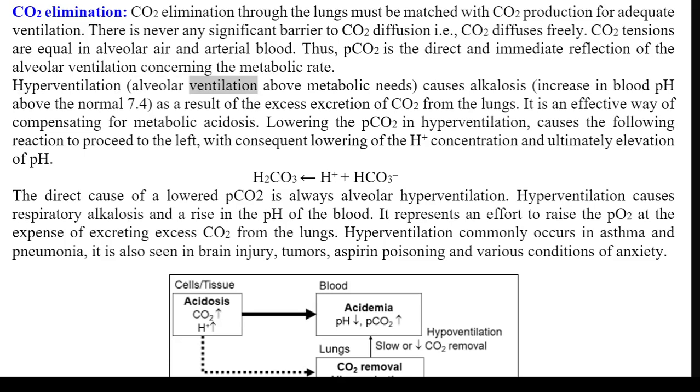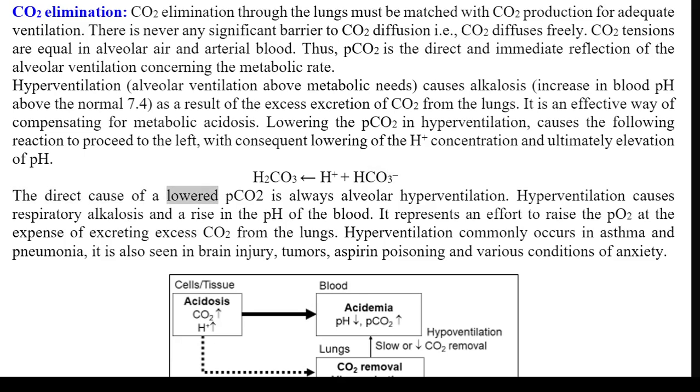Hyperventilation, alveolar ventilation above metabolic needs, causes alkalosis, an increase in blood pH above the normal 7.4, as a result of the excess excretion of CO2 from the lungs. It is an effective way of compensating for metabolic acidosis. Lowering the PCO2 in hyperventilation causes the following reaction to proceed to the left, with consequent lowering of the H+ concentration and ultimately elevation of pH. H2CO3 ← H+ + HCO3.